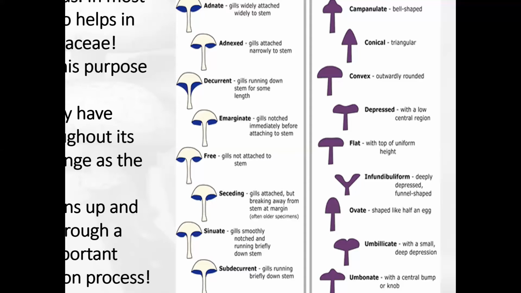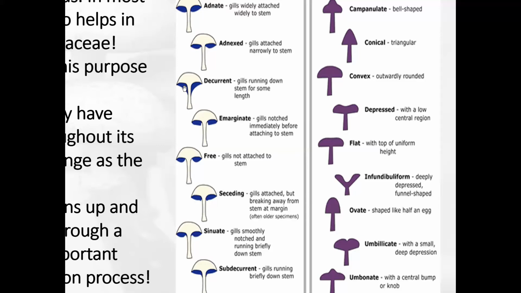And then decurrent also is important. You'll see this on a lot of different mushrooms where they're running right down the stem. And they're totally completely different from free. So free is not connected to the stem, and decurrent is running down the stem, right? It's kind of going down the stem.